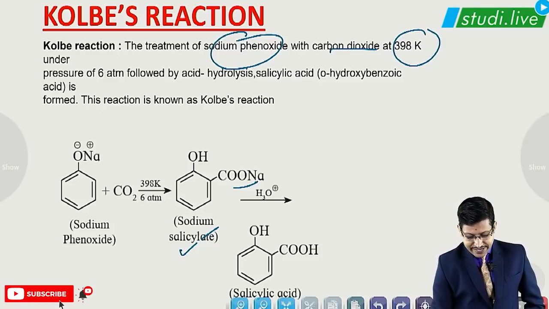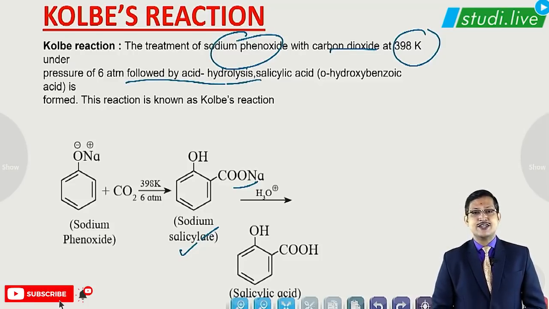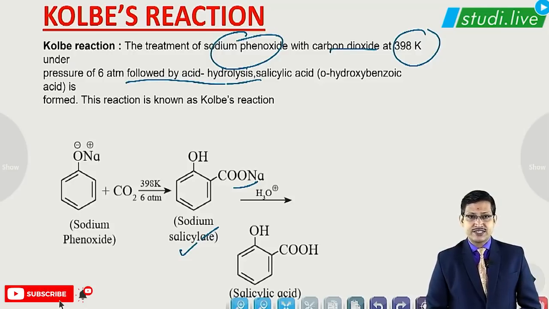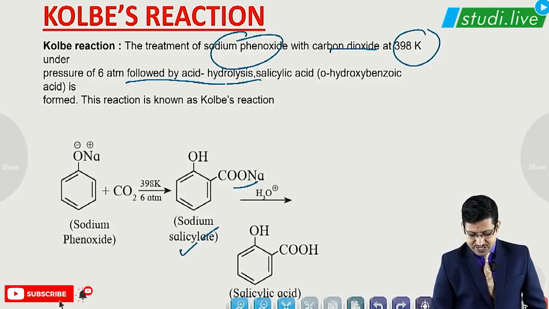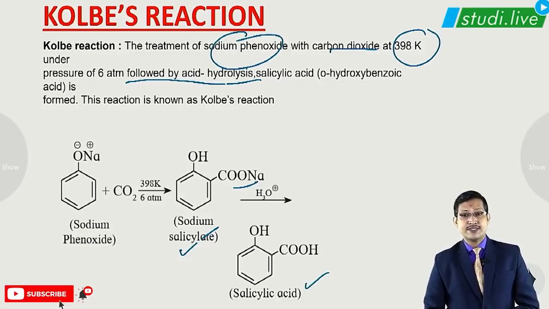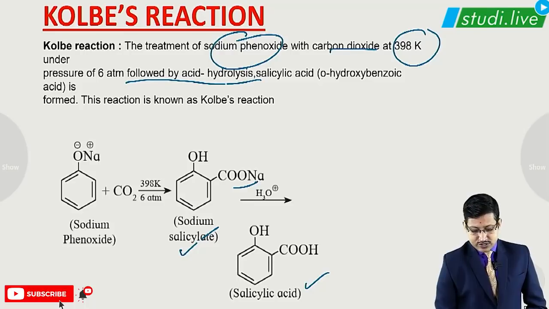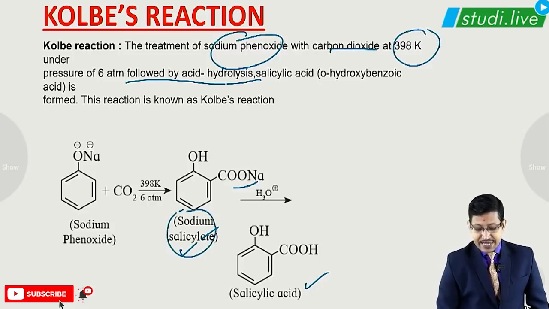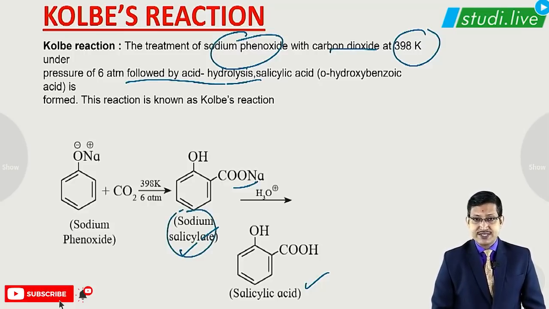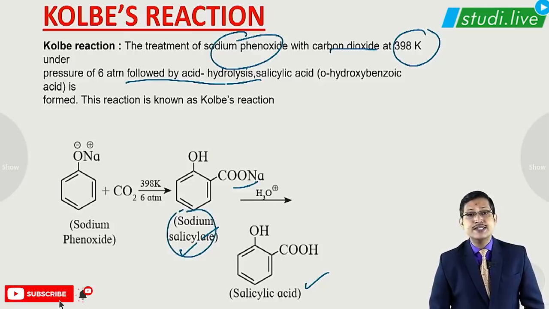This sodium salicylate, then it is followed by acid hydrolysis. So when it undergoes acid hydrolysis, it will give you the formation of corresponding salicylic acid. So on reaction, it finally results into what is called as salicylic acid. So sodium phenoxide plus carbon dioxide at about 398 Kelvin at 2 to 6 atmospheric pressure gives you first sodium salicylate, and this sodium salicylate will now react with acid hydrolysis, and that gives you salicylic acid.